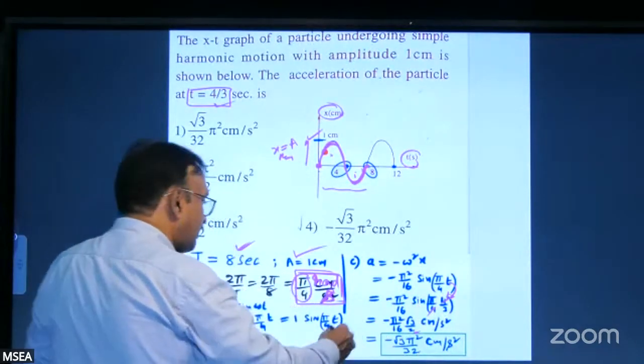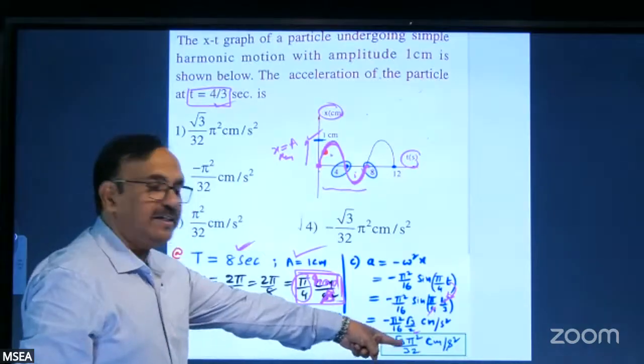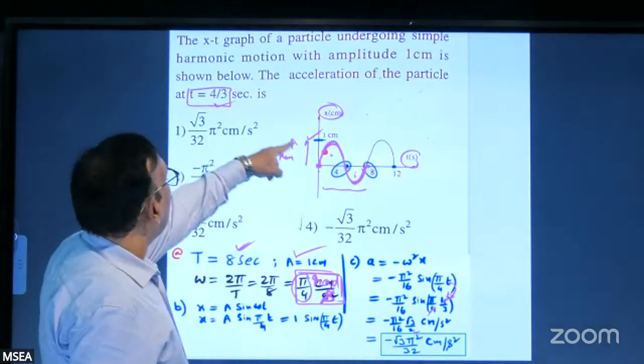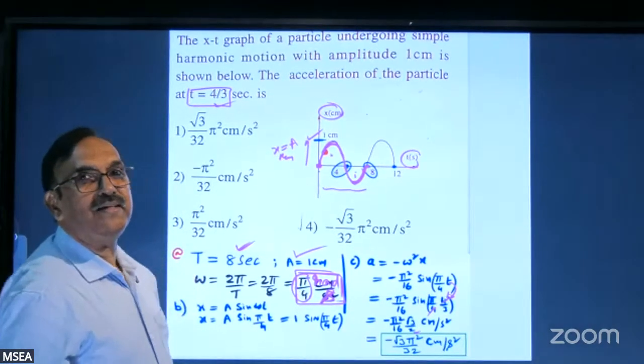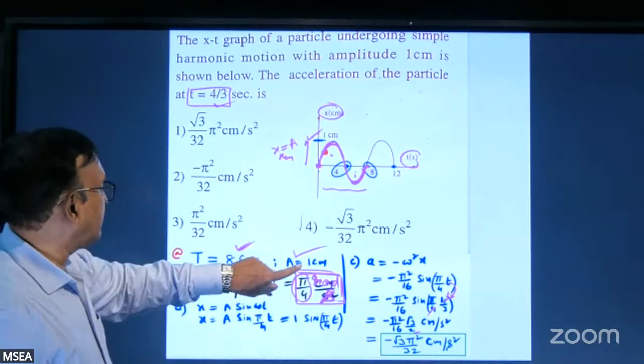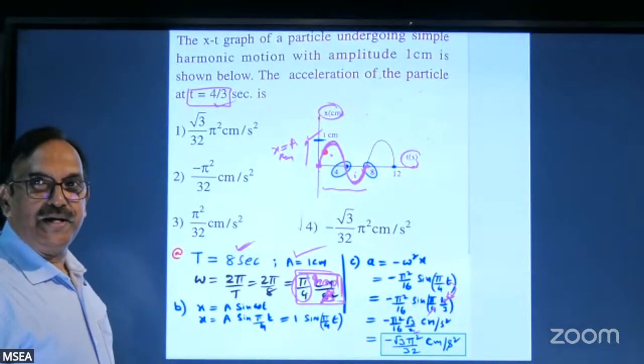So what is the acceleration of the body? Minus π² by 16 into √3/2, or minus √3 π² divided by 32. All these are given in centimeters, so it comes out to be centimeter per second square. So this is the acceleration of the body, so much centimeter per second square.